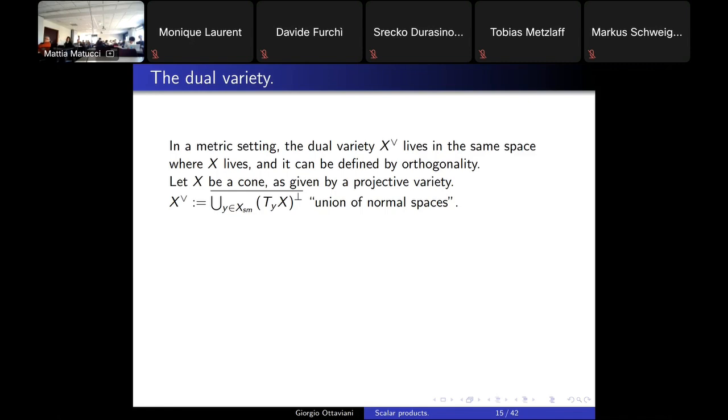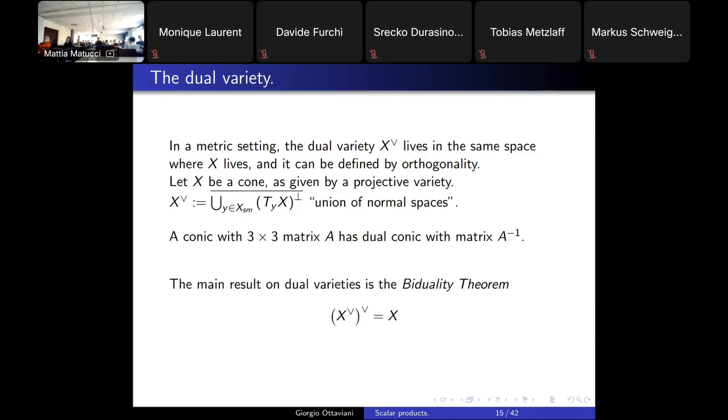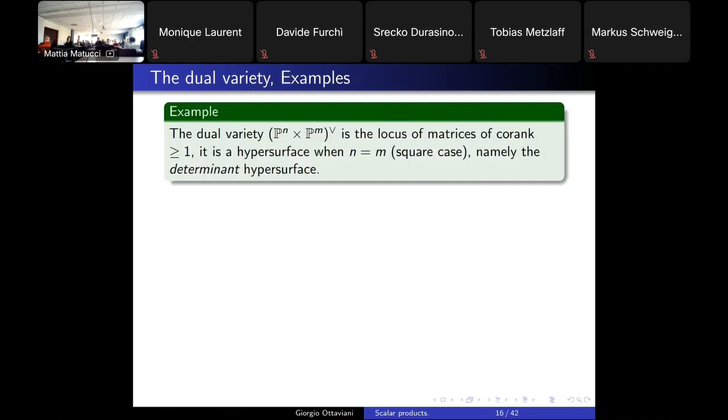And that's the dual. And the theorem: if you start with a conic with matrix A, you compute what is the dual, you get the inverse matrix. So in particular, the dual of the dual is the variety itself. This is called the biduality theorem. What's different in my definition is that X and X dual live in the same space. That's what I want to show.